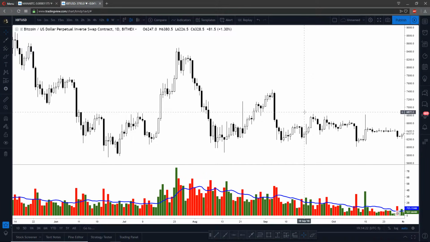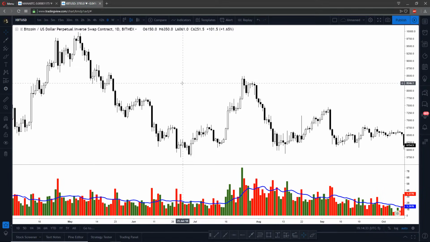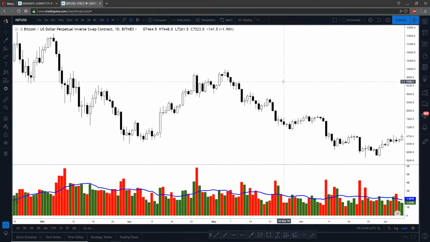Where is the entry if you play the second fractal? You have to wait for the following two candles to close. I'm just now seeing that. So which example are you referring to? Are you referring to this example or the first example? The first example? Okay, this one.